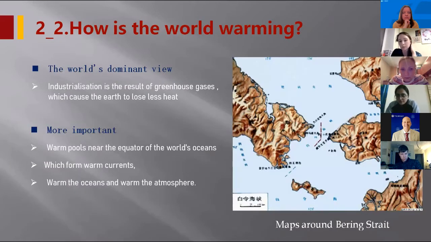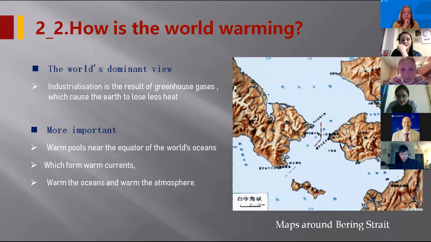So how is the world really warming? The dominant view is that industrialization results in greenhouse gases, which cause the Earth to lose less heat. I think that's one of the reasons. Perhaps more important is a warm pool near the equator of the world's ocean, which forms warm currents, warming the oceans and the atmosphere as well.